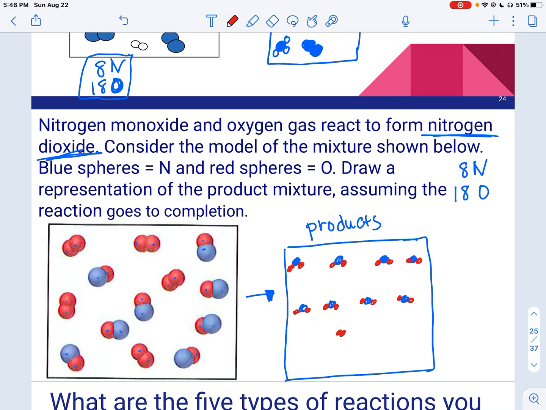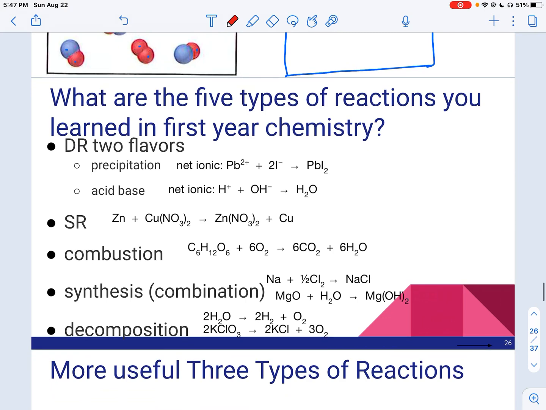So those are the types of questions that you would be asked with these representations of reactions. It's basic reaction chemistry that you know, just presented in a different way. So now let's move on to types of reactions.